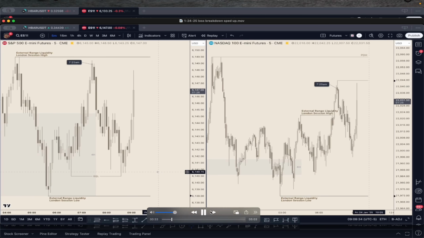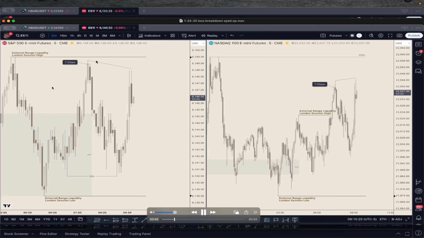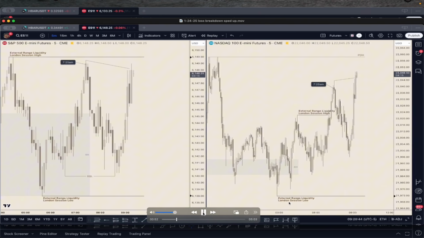Now look what happens. It's 9:08. Price starts pushing higher really strong, and this is prior to news. We get a little bit of divergence here at the 7:25 a.m. high, and shortly after it just runs it out on both markets.